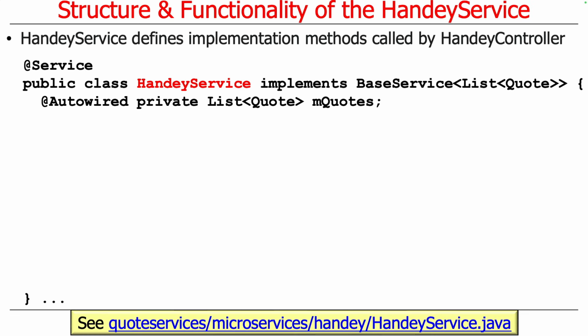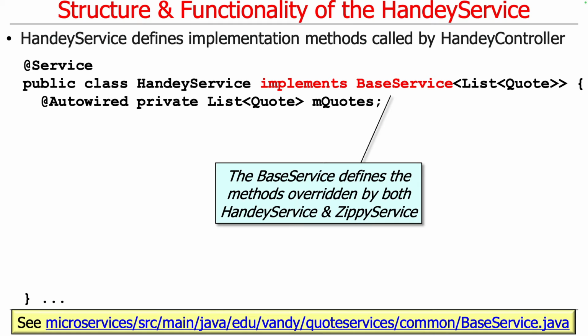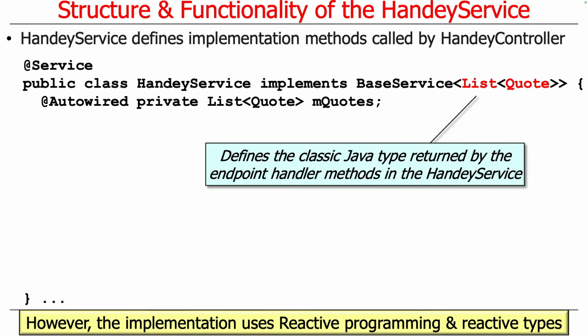Let's talk about the Handey service. This is kind of fun. As you can see, the Handey service is going to actually define the implementation methods that are forwarded to it from the Handey controller, which in turn inherits those from the base controller, once again applying the do not repeat yourself principle. By implementing base service, we get a set of interfaces that we're then going to fill in, and you can see that that's once again parameterized by a list of quotes.